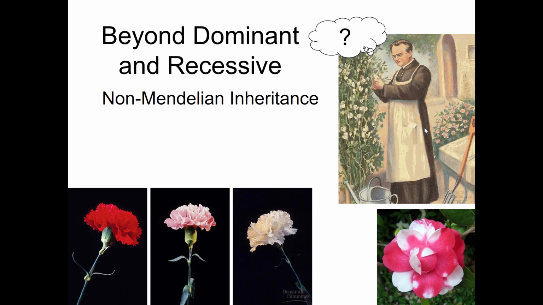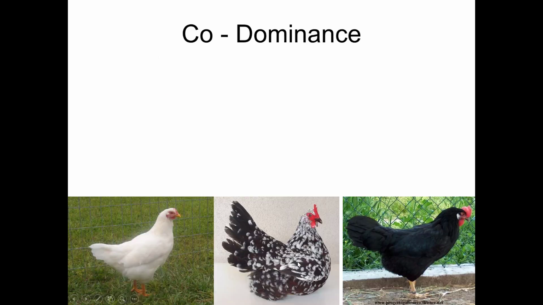Hey everybody, today we're going to be talking about moving beyond dominant and recessive traits. Our father of genetics, Gregor Mendel, focused on you can either have something that's dominant or something that's recessive. But what we're going to be focusing on is looking at things that are blended together or things that are speckled, like what we see at the bottom here. So the first thing we're going to talk about is co-dominance.